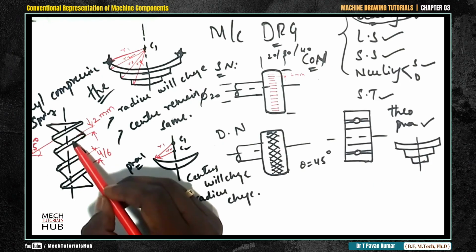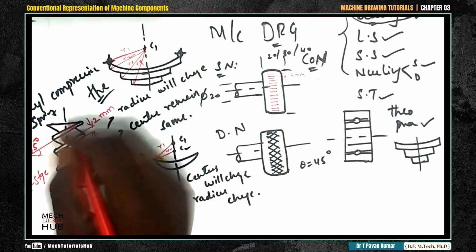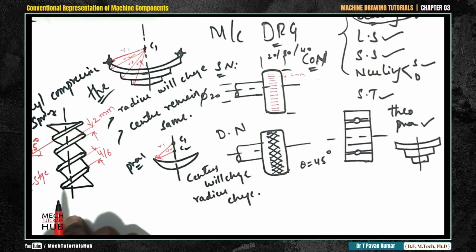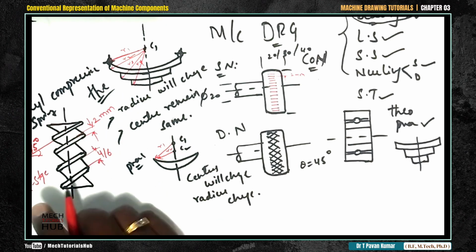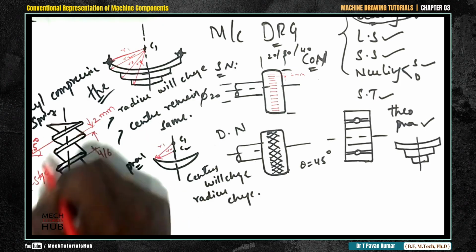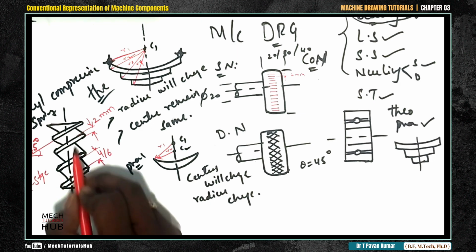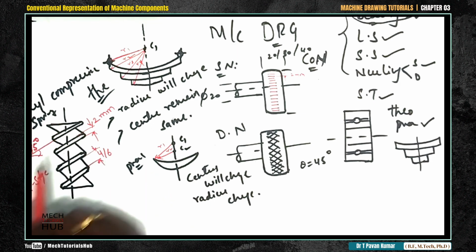And I have taken 1 2 3 4 stages. You can go up to 4 stage, 6 stage, 5 stage. It all depends on the space availability of your drawing sheet. Okay, but in general if you go up to 3 or 4, that is enough. No need to go with much things. Now this is the conventional representation when it comes to theoretical part.